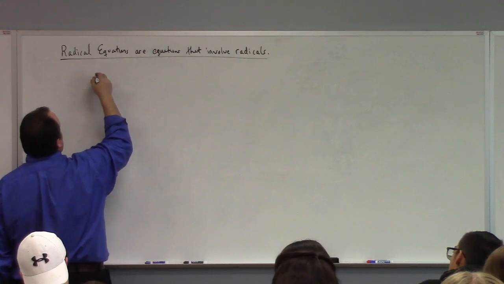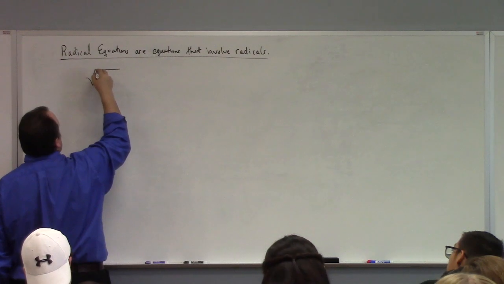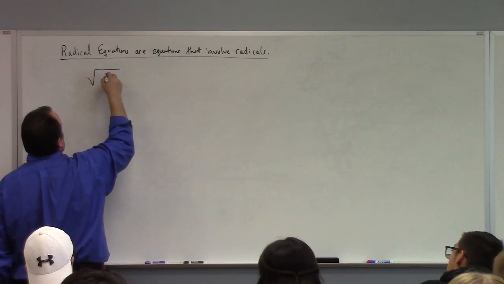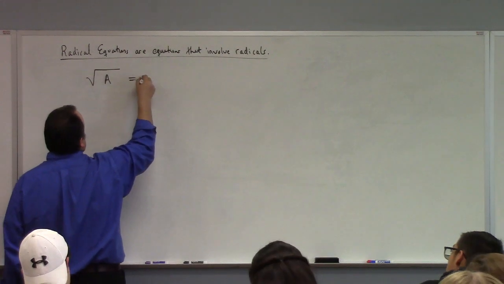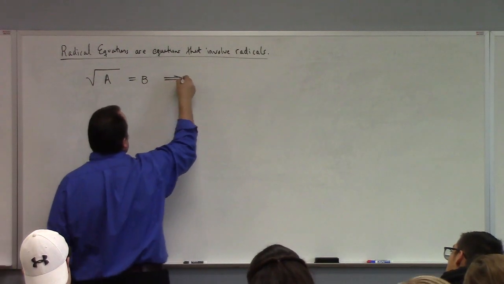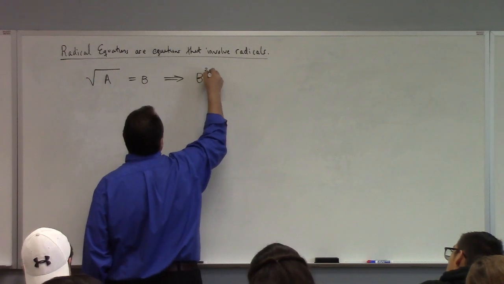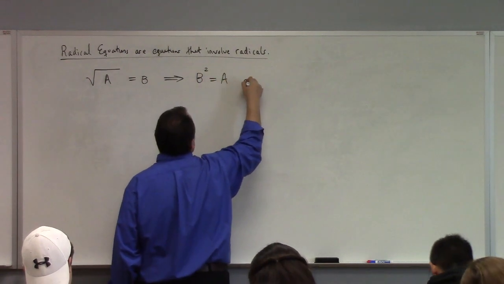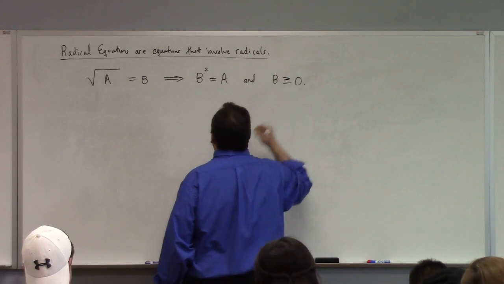So here's the deal. The square root of, well, let me just put it down this way. The square root of a is equal to b. What does that mean? That means that b squared is equal to a and b is greater than or equal to 0.